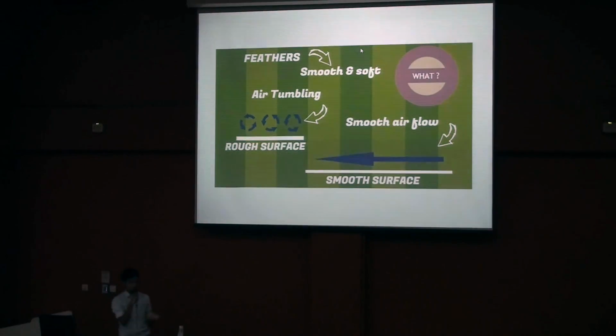Now, what properties does a bird have that makes it aerodynamic? I'll go into feathers. Feathers are smooth and soft. The difference between a rough surface and a smooth surface is that when air flows through a rough surface, it creates air tumbling through the collision of the air and the bumps or hills on the rough surface. In comparison, a smooth surface, which is totally flat and smooth, has smooth airflow.